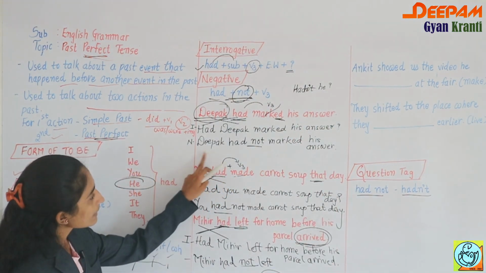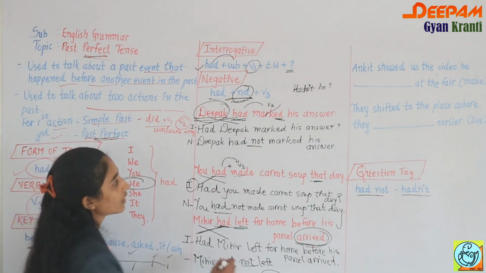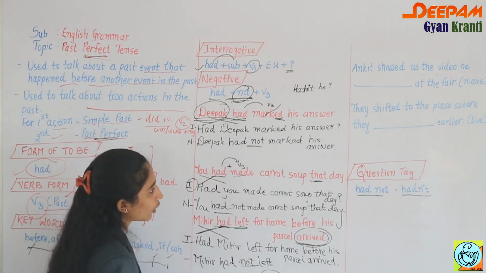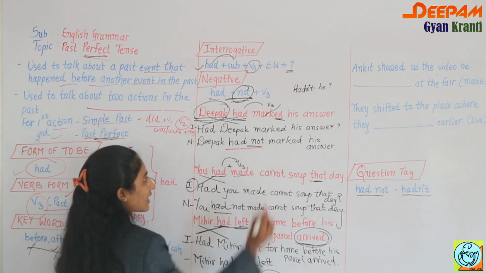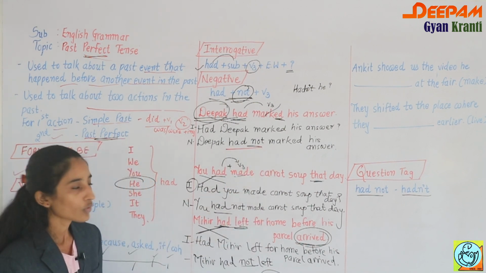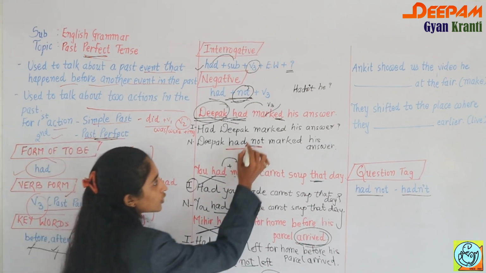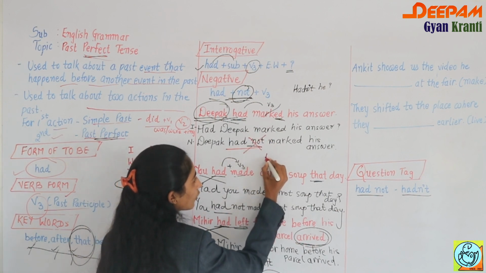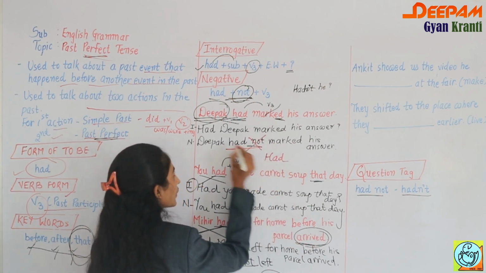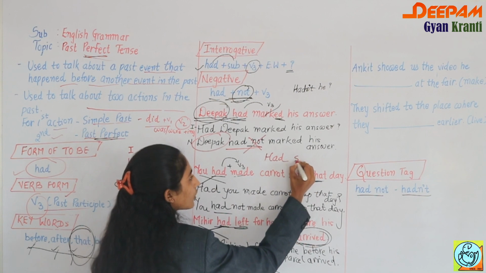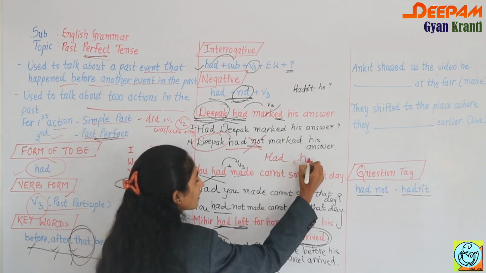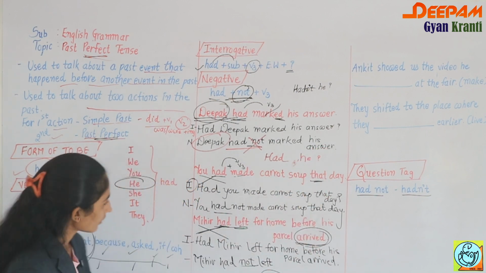Right, then here Deepak had not marked his answer. So here the question tag had not is given, meaning the sentence is negative. So we have to form the positive question tag. So we have to remove this not, then what is the tag? Had. And for Deepak, what do we have to use? Pronoun. So had he, question mark.